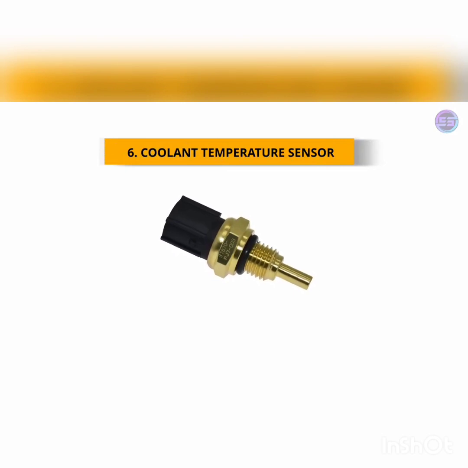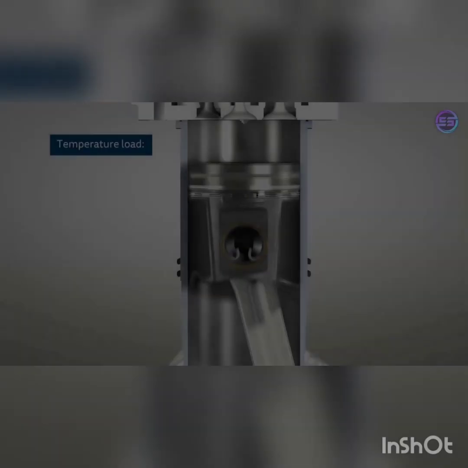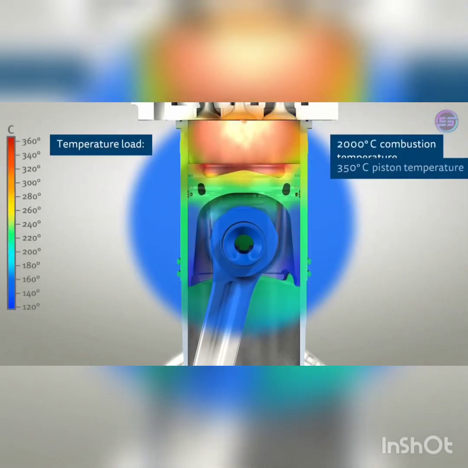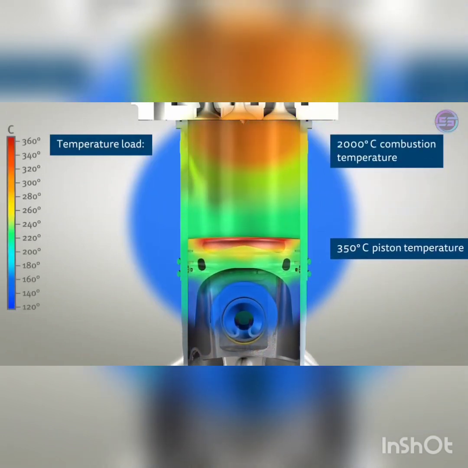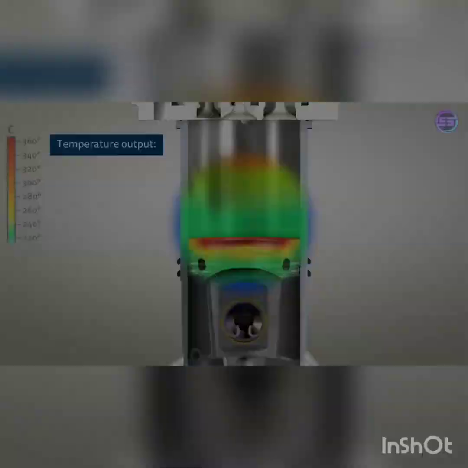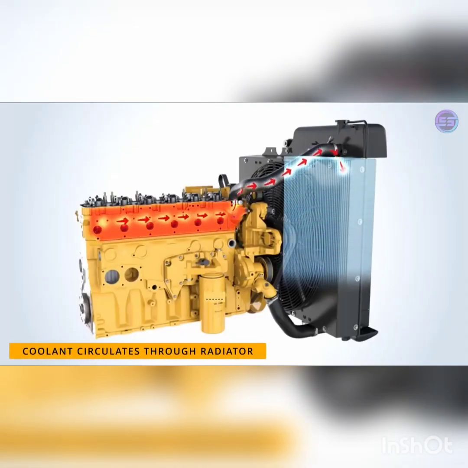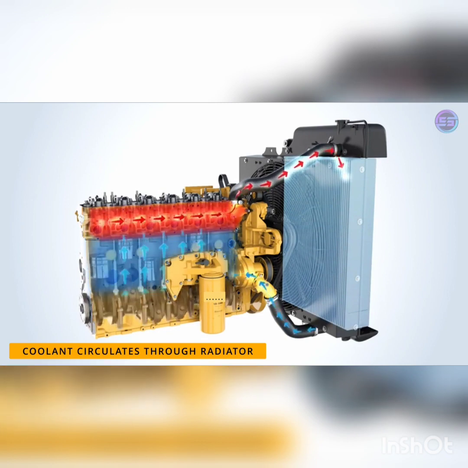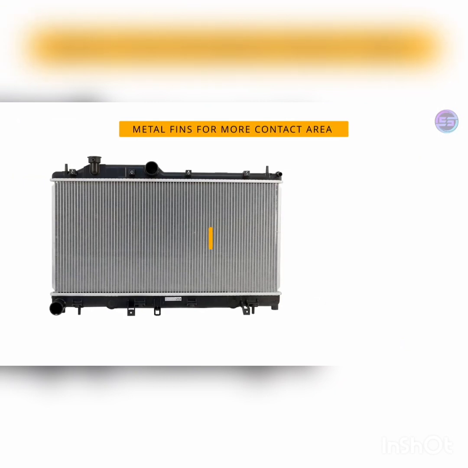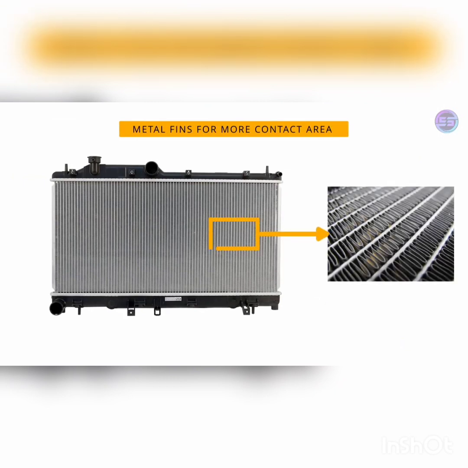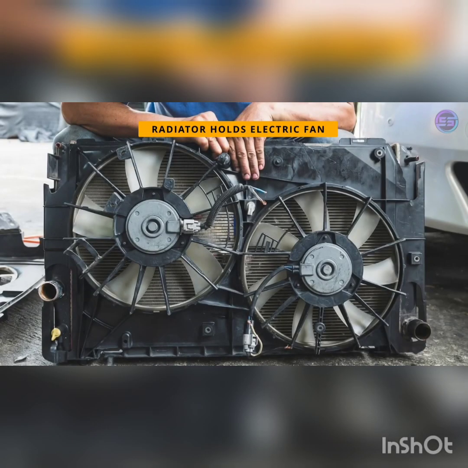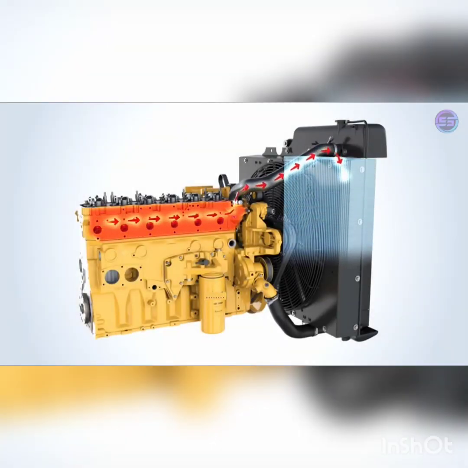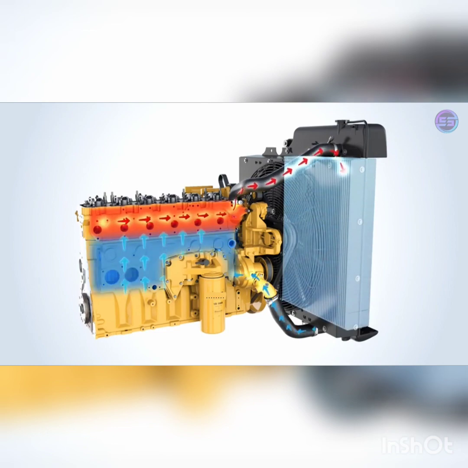Number 6. Coolant temperature sensor. A car engine produces a lot of heat when it is running and must be cooled continuously to avoid engine damage. Generally this is done by circulating coolant liquid through passages to the radiator. The radiator contains thin metal fins, which give more contact area to the radiator to open air in the atmosphere. And also the radiator holds an electric fan, which transfers the heat from the radiator to the atmosphere. Hence the coolant in the radiator cools down and is sent back to the engine, and this process repeats.